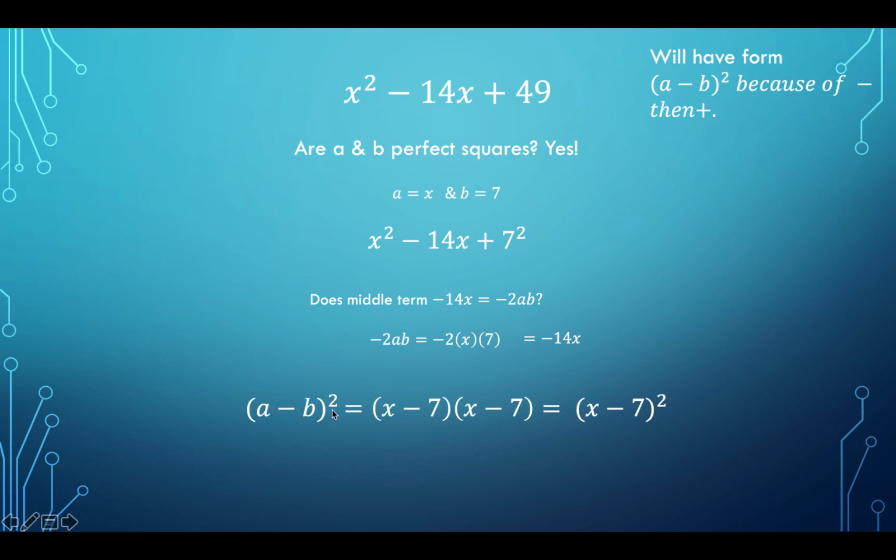So now we can replace it in this form. a minus b squared is equal to x minus 7 times x minus 7, which is equal to x minus 7 squared. And this right here is our final answer.